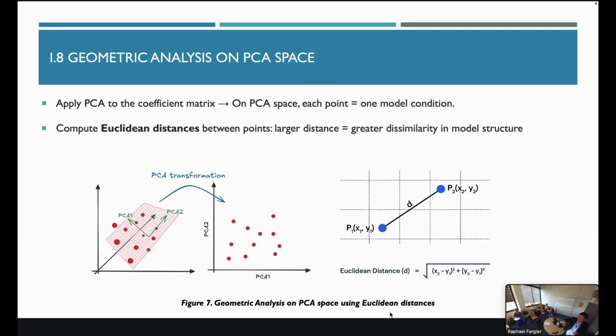And then from the 5 models that we built, we extract all the coefficients of them, and we build a coefficient matrix. And once again, we reapply the PCA, as you can see in the illustration here. So on the PCA space, each point will represent one condition. And we compute the Euclidean distance between points, where a larger distance equals a greater dissimilarity in model structure.